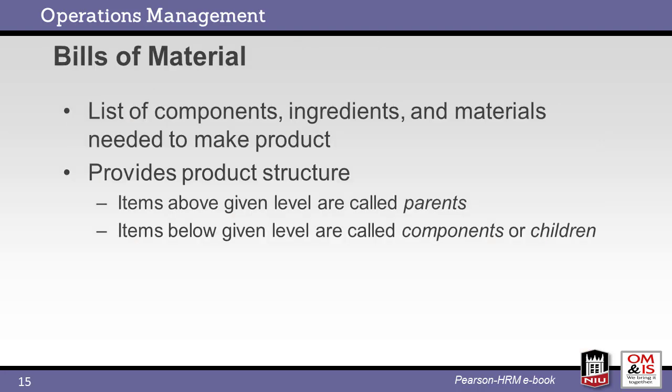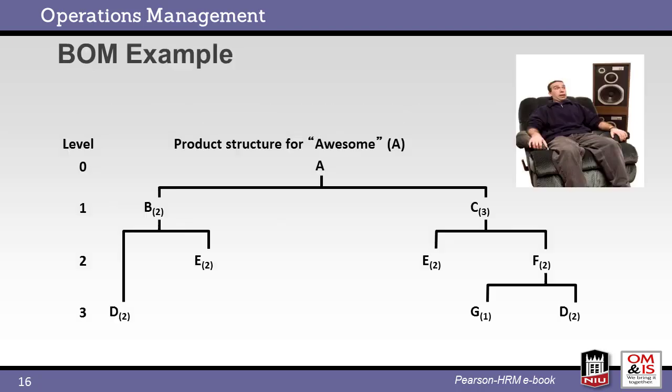Bills of material, or BOMs, are lists of components and materials needed to make a product. The list is hierarchical in that multiple levels exist to include the components of subassemblies. Items above a level are called parents, while those below are called children or components.